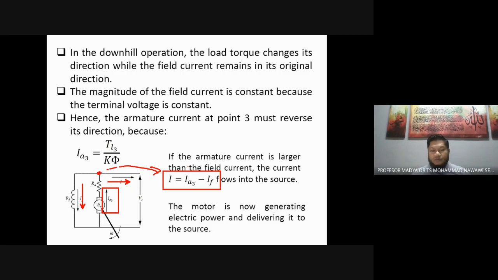Okay, so the motor is now generating electric power and delivering to the source. So in this quadrant 2, second quadrant, the current goes back to the terminal. Actually, you can recapture this and you charge back the battery.